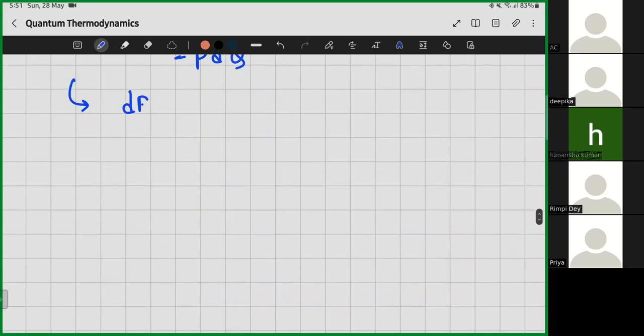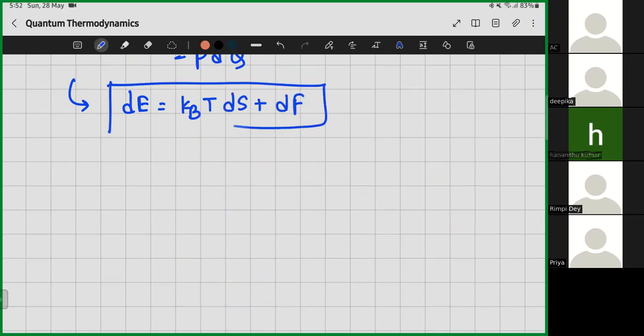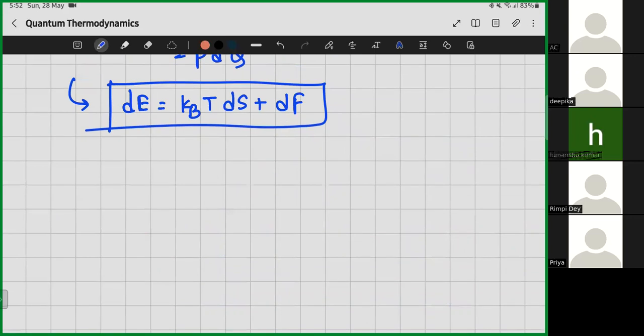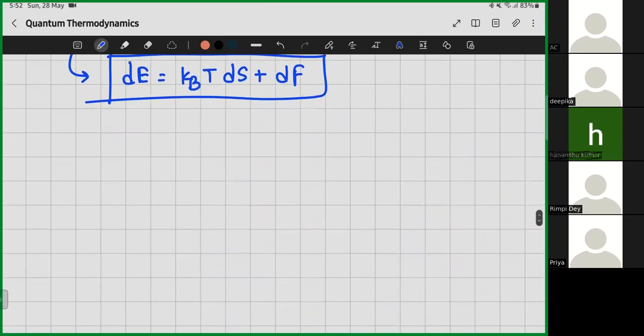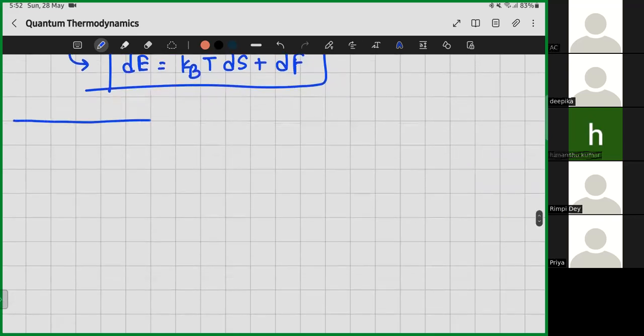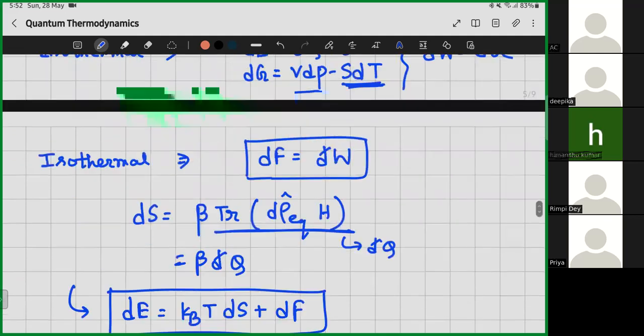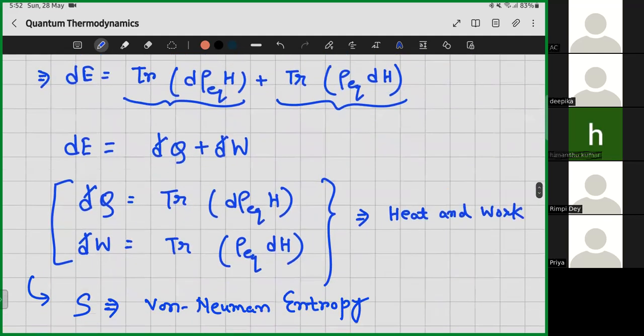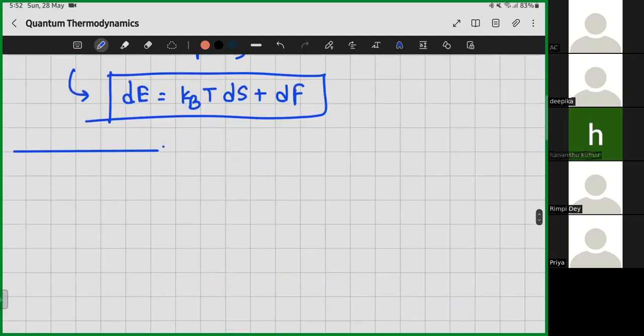So we can write dU is equal to kBT dS plus dW, for the isothermal process, not in the general case. From here it is now clear how we can define the heat and work for an isothermal quantum system. But now we did not use any form of the Hamiltonian. Otherwise, we can write this.